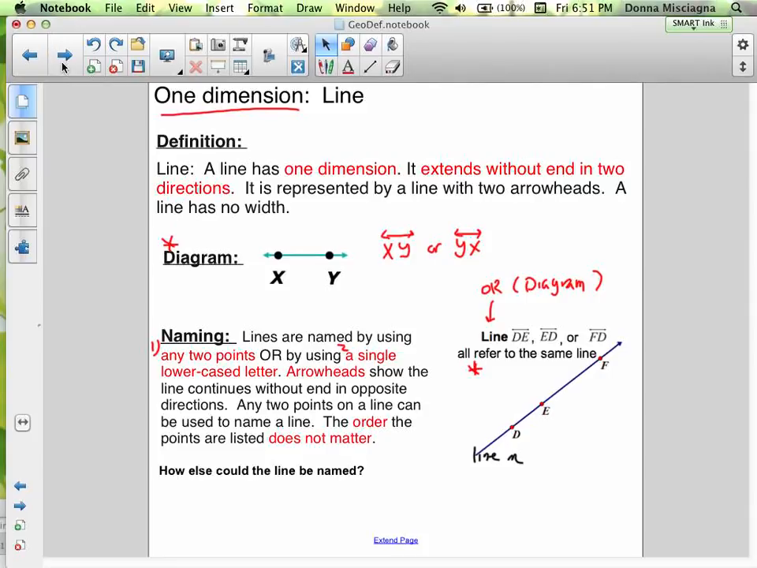All right, so underline 1 dimension. All right, so definition, a line has 1 dimension. It extends without end in 2 directions. It's represented by a line with 2 arrowheads. A line has no width. Right, so you could write in what the words that are in red. We've already written in 1 dimension, but for definition, extends without end in 2 directions. Right? You can also add in has no width.